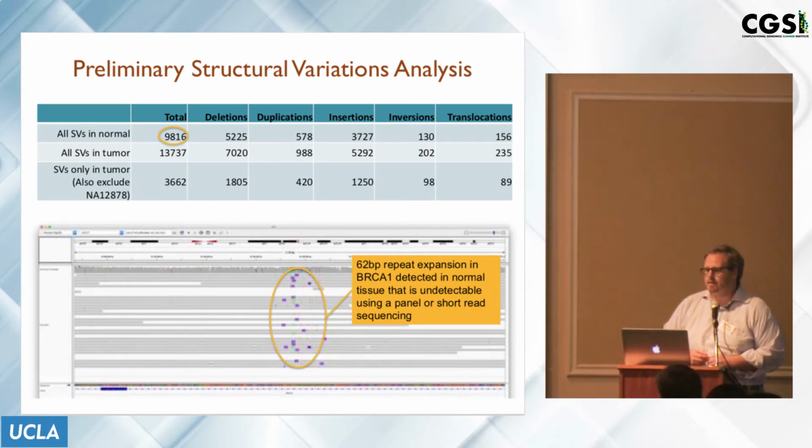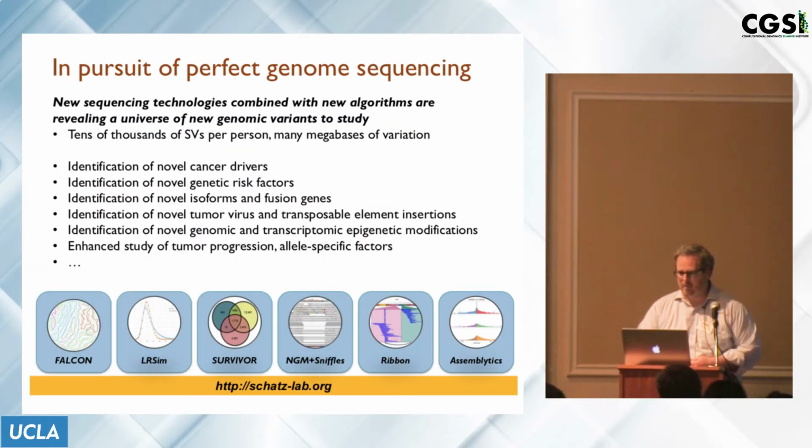And here's an example of one, which is a repeat expansion in BRCA1 that was only detectable in the Nanopore sequencing. This poor patient had a breast cancer panel, which detected nothing, and had short read sequencing, which detected nothing. It's only through the long read sequencing that we can see these variants start to pop up.